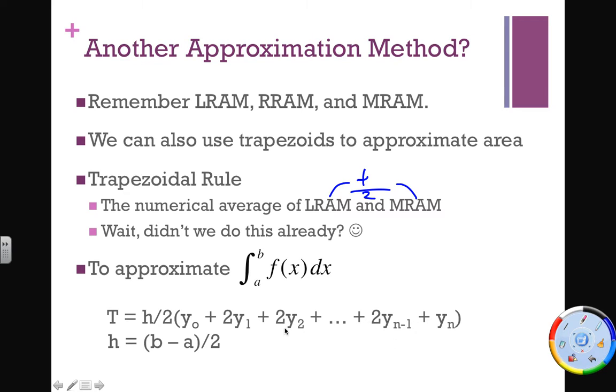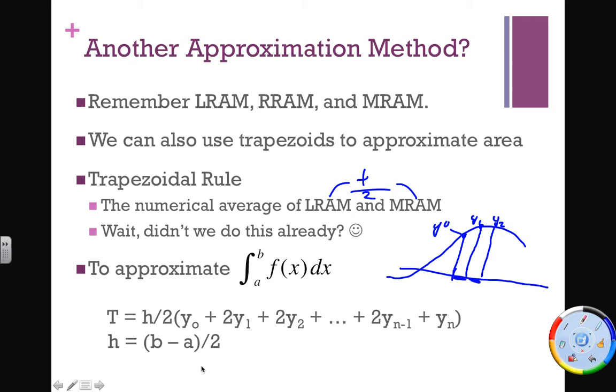And these y sub zeros, this would be on your function right here, this height would be y sub 0. The next height would be y sub 1. The next height would be y sub 2 because they're y values, right? That's the height. And then h, if you remember trapezoids, h is going to be this distance here on the x-axis. So it's going to be taking the interval from b to a and cutting in half, or the distance between b and a, and divided by 2.